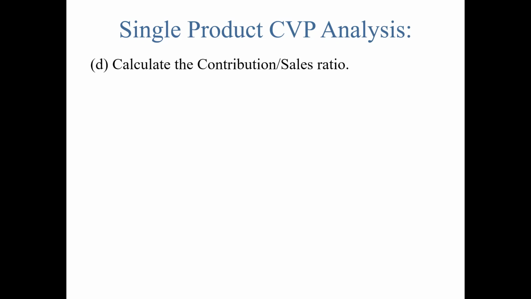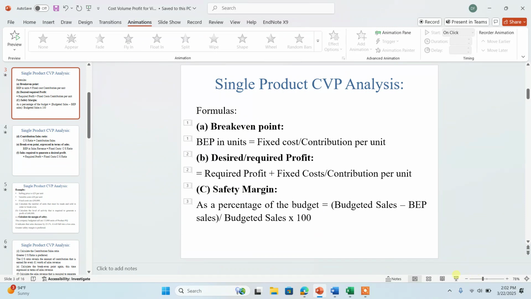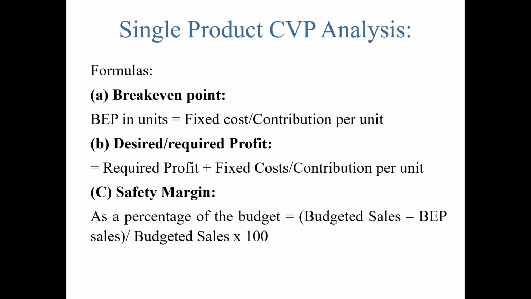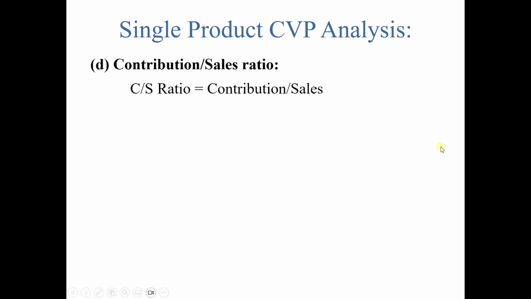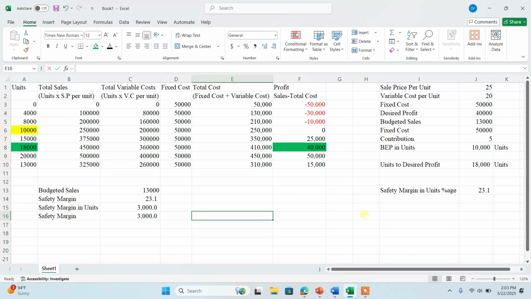Now the fourth requirement is to calculate the contribution to sale ratio. The higher, the more preferable. Okay, let me show you the formula. The contribution to sale ratio formula is contribution divided by sales per unit. How do we calculate it? Contribution divided by sales. So let's calculate it here.